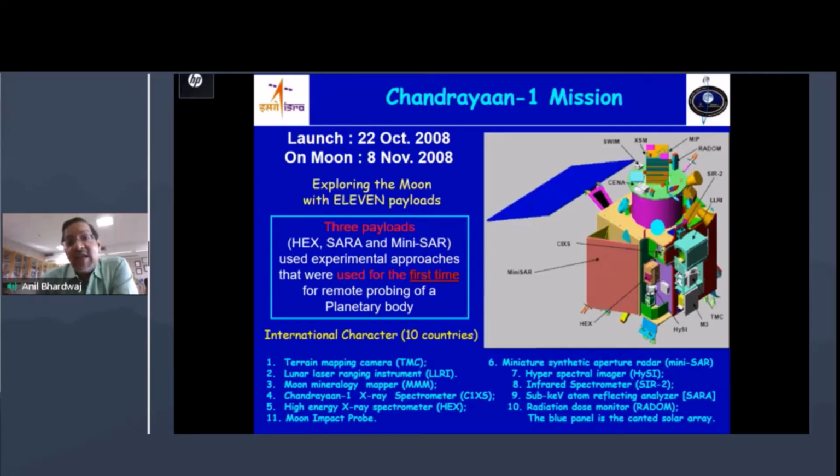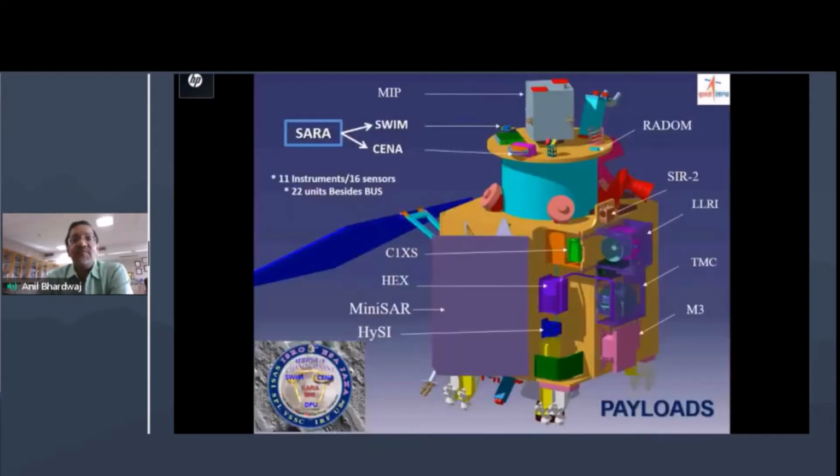It had 11 experiments on board, and 3 of them were being flown for the first time on any planetary exploration. And this is the whole spacecraft which you see here with all the experiments, or what we call payload, sitting over it. And they are all put up here at the bottom with the names. So there were 11 experiments on board. It was truly international in the sense that 10 countries participated.